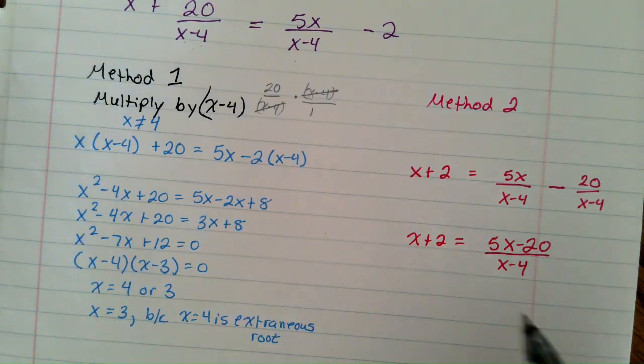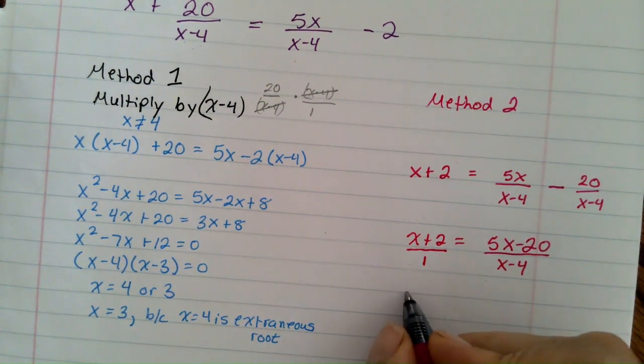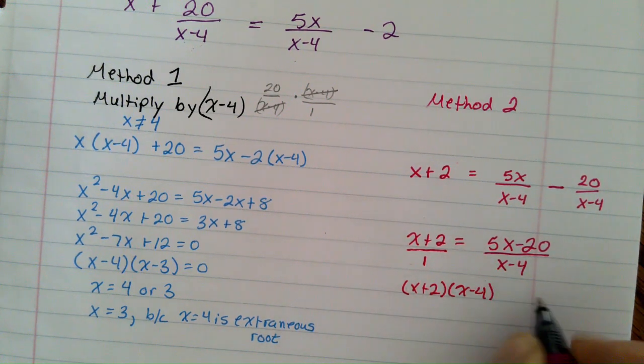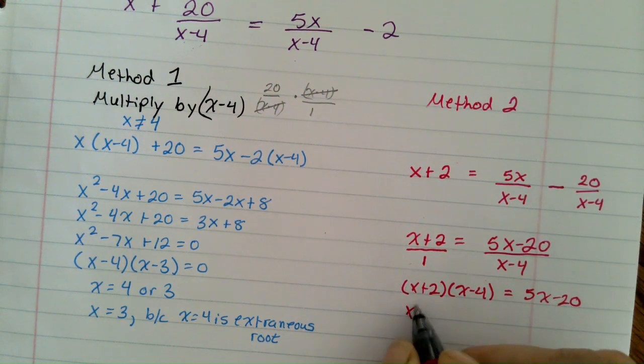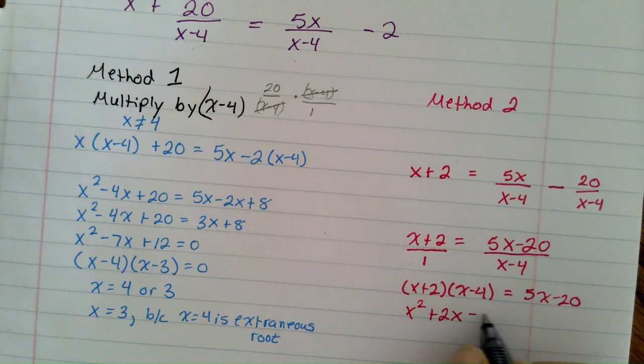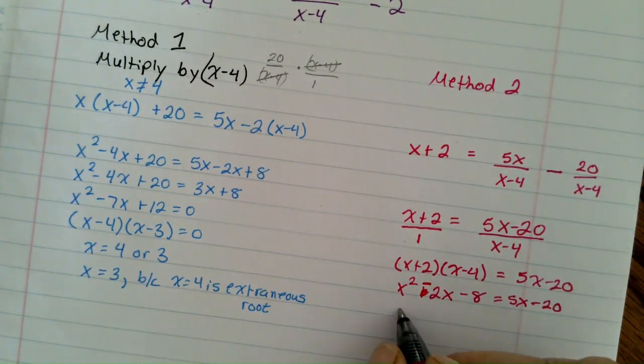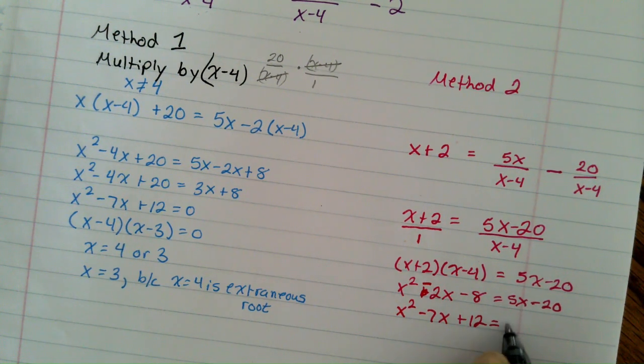And then, technically that's over 1. Now I can just cross product. X plus 2, x minus 4 equals 1 times 5x minus 20. So x squared plus 2x minus 8 equals 5x. Sorry, this should have been a negative 2. X squared minus 7x plus 12 equals 0.